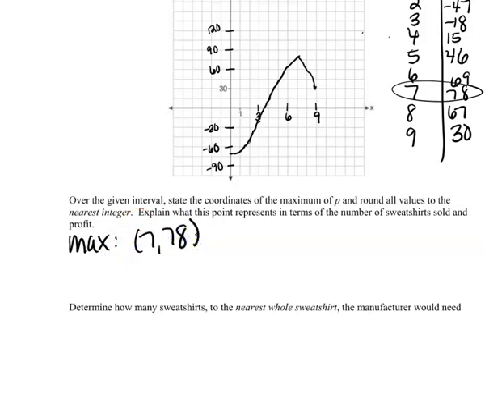Now I have to explain what this means in the context of the problem. So in this, remember that x is our number of sweatshirts sold, but it's in thousands. Likewise, 78 is also in thousands according to how it was defined. So, in order to make the most profit, 7,000 sweatshirts must be sold to make $78,000.